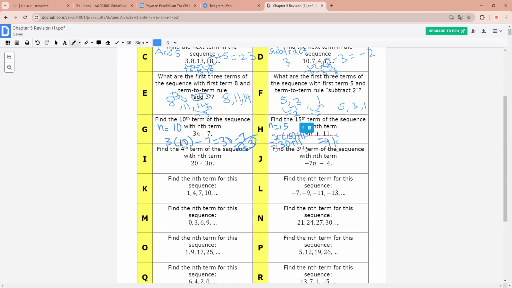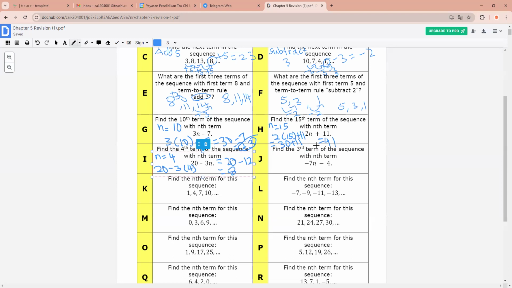Next question, find the first term of the sequence with the nth term. So same, we substitute n with 4, and it becomes 20 minus 3 times 4, which gives us 20 minus 12. And the answer is 8.